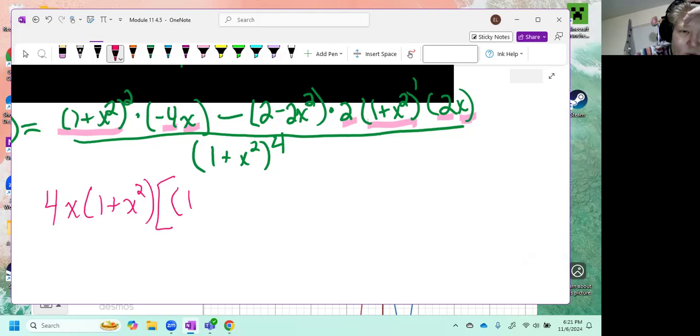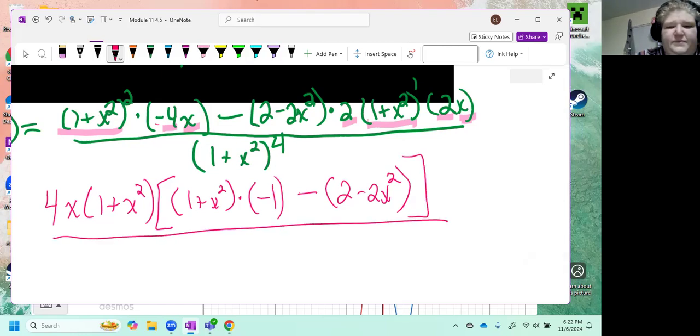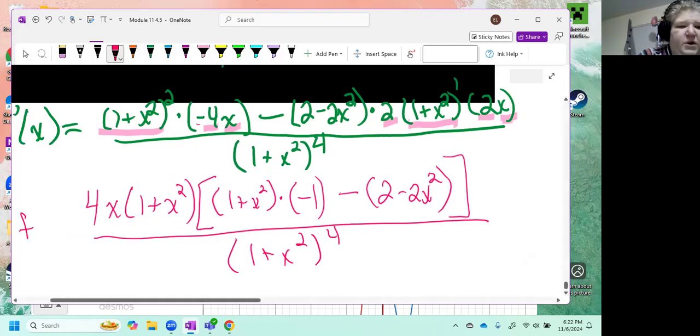So here, that'll leave me with 1 plus x squared, but it's not squared now, it's just the single, times the 4 and the x are out, so I just need a minus, and I put a 1 as a placeholder. Because if I distributed back, 4x times the negative 1 would be the negative 4x. Minus. So that 2 minus 2x squared, I didn't put any highlights there, so we're just going to keep it. But everybody else there is actually up front. 2 times 2x is 4x, 1 plus x squared, 1 plus x squared, over 1 plus x squared to the 4th. Our second derivative.